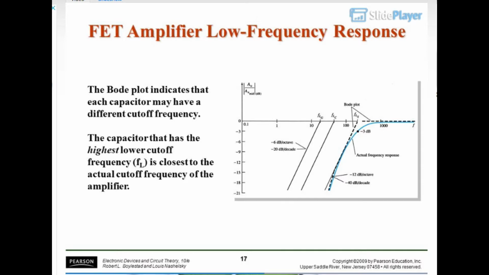The Bode plot indicates that each capacitor may have a different cutoff frequency. The capacitor that has the highest lower cutoff frequency, FL, is closest to the actual cutoff frequency of the amplifier.